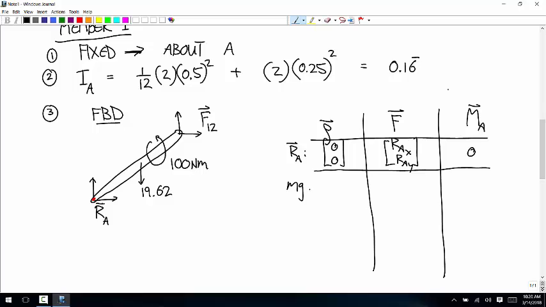Then the weight force, that's 0.25 times cosine and sine of 45. So that is 0.1768, 0.1768. Force vector is 0, negative 19.62. What's the cross product? Negative 3.47.